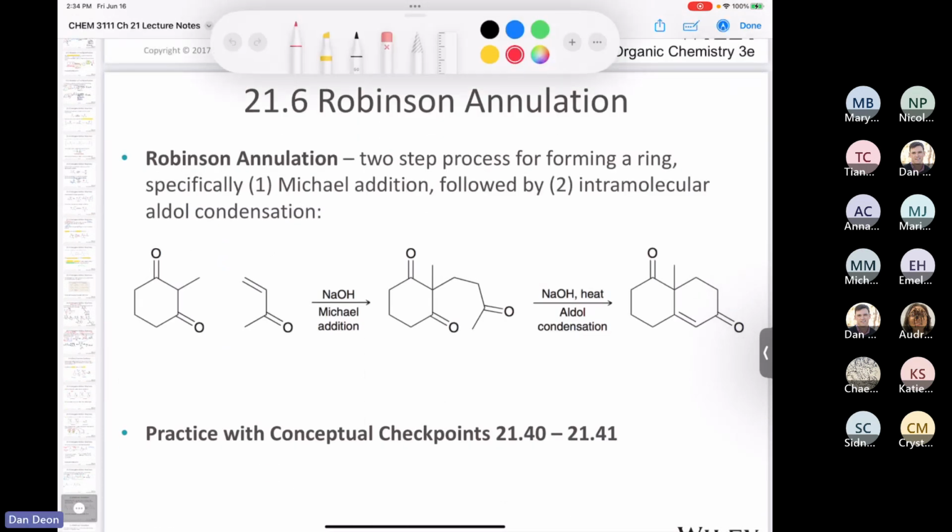I remember the day I learned this reaction, the Robinson annulation. This would fall under the umbrella of what are called tandem reactions, a term that I don't think is in our textbook. Tandem reactions means two reactions in one reaction flask, happening at the same time. You do one, and then it sets up another one.